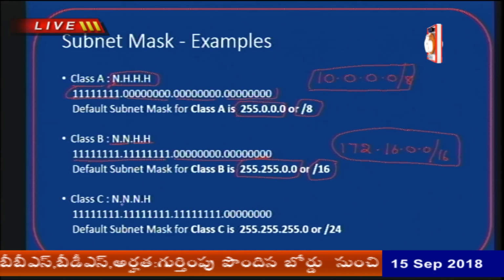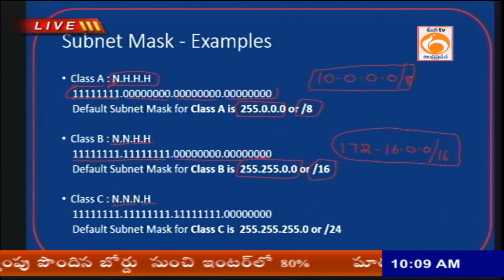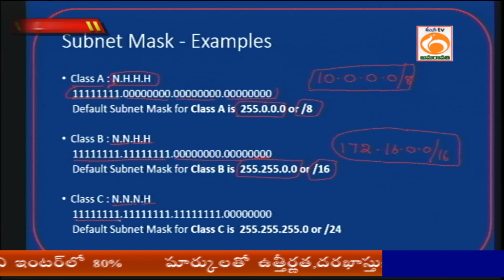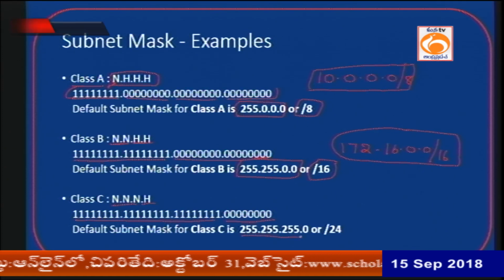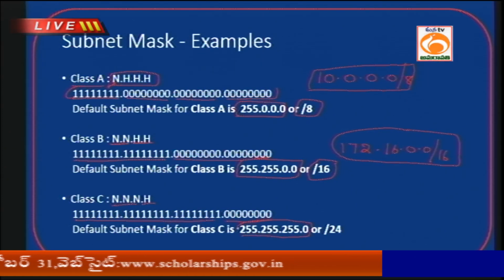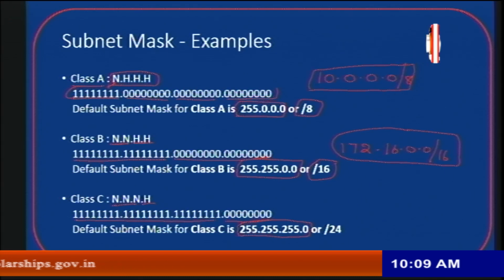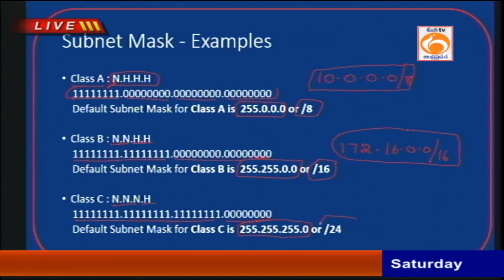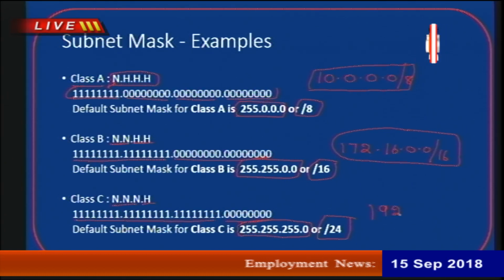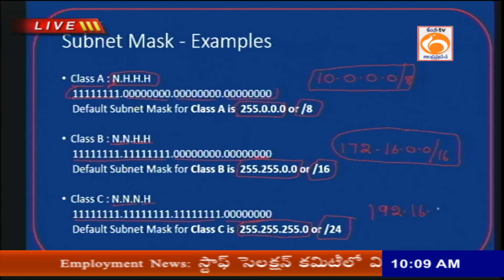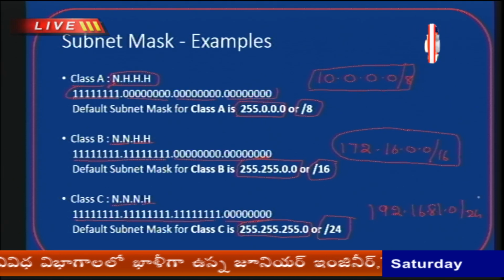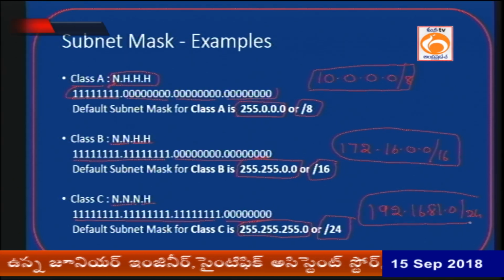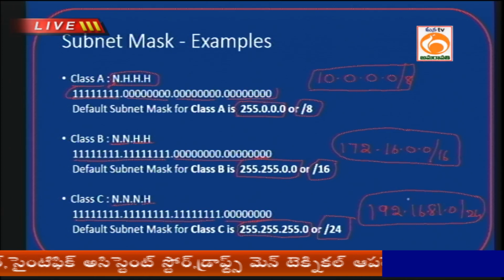The last class we have for usage in networks is class C, which is network, network, network, host. We have 255.255.255.0 as the default subnet mask, and 8 plus 8 plus 8 is 24. So, /24 is the default mask for a class C network. Let us suppose we have 192.168.1.0/24. This is a class C network with the default subnet mask.